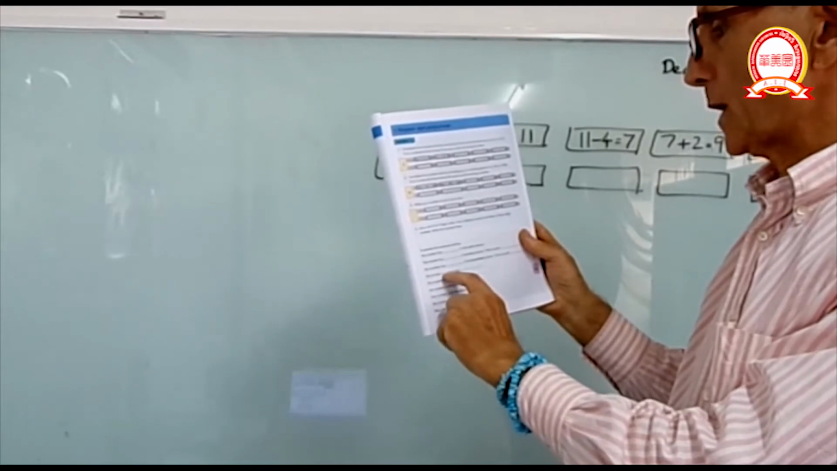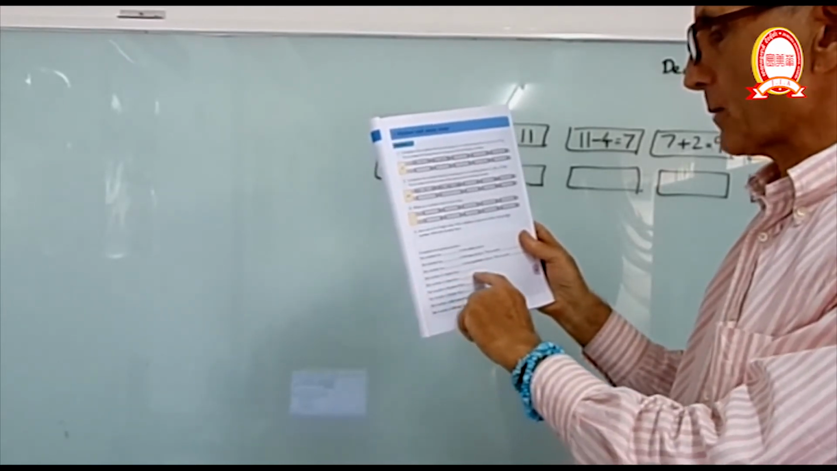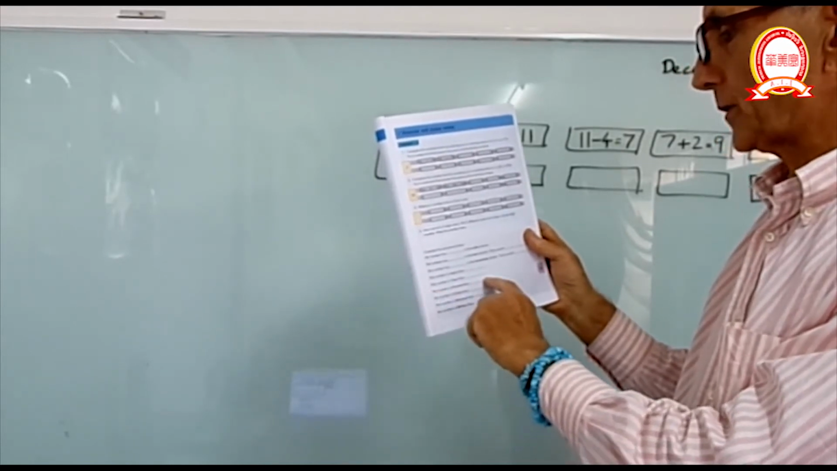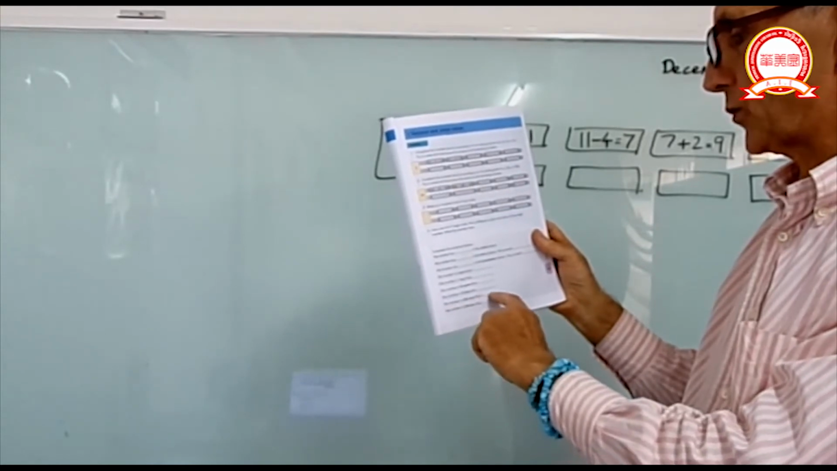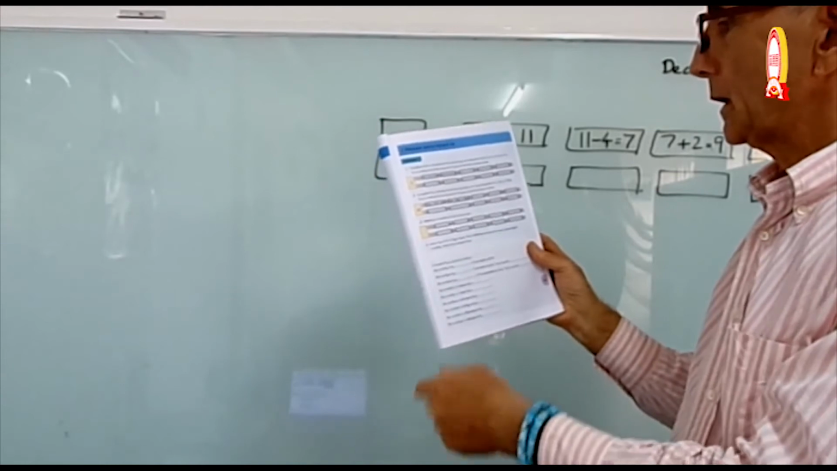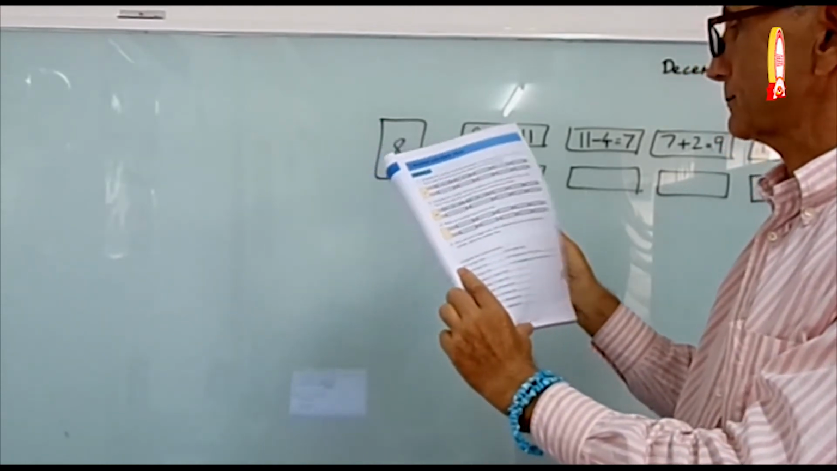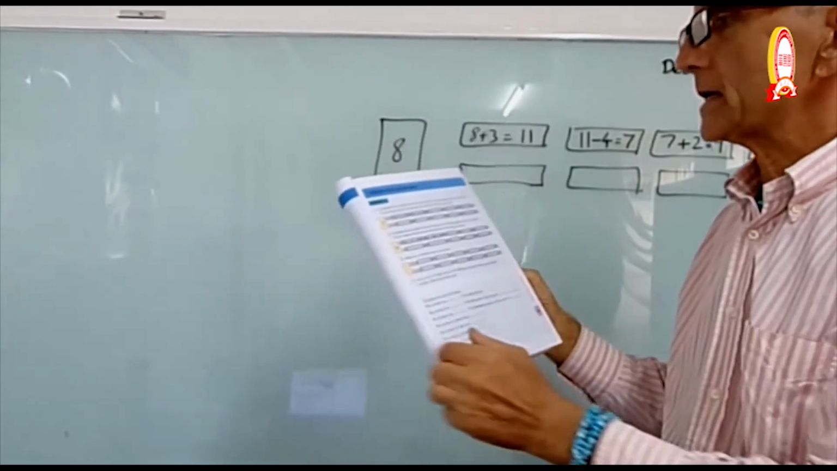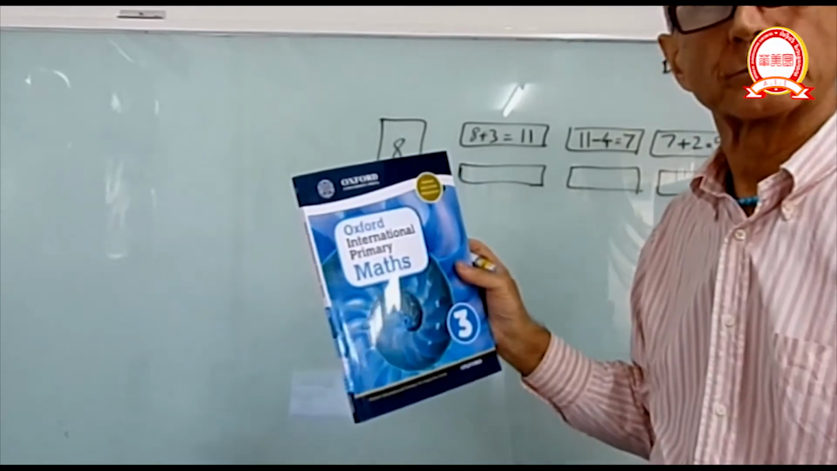My number is 1 more than this number. My number is 1 less than this number. My number is 10 more than this. My number is 10 less than that. My number is 100 more than this. My number is 100 less than that. So using the information you already have, please answer those questions. And that's the end of our work in the textbook.